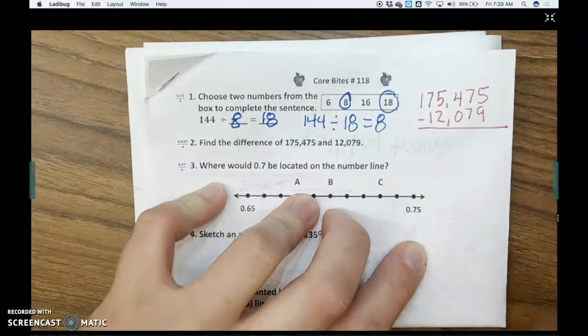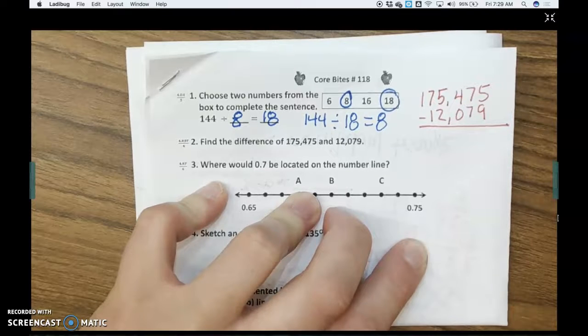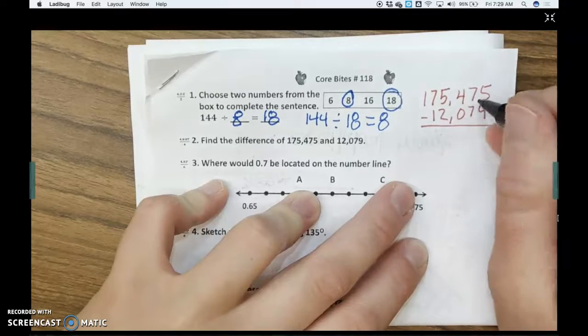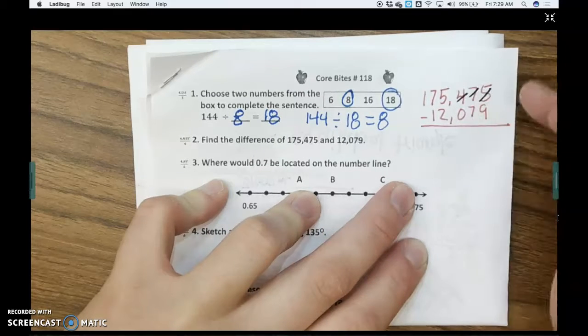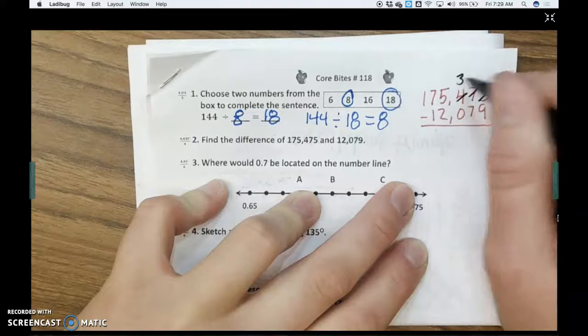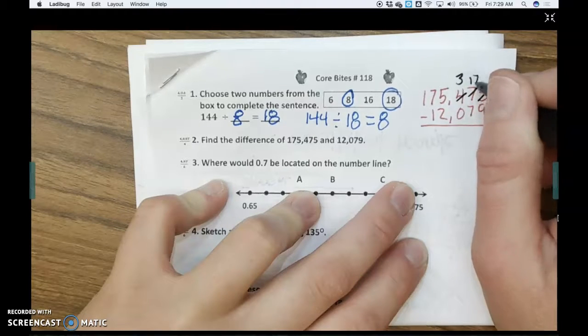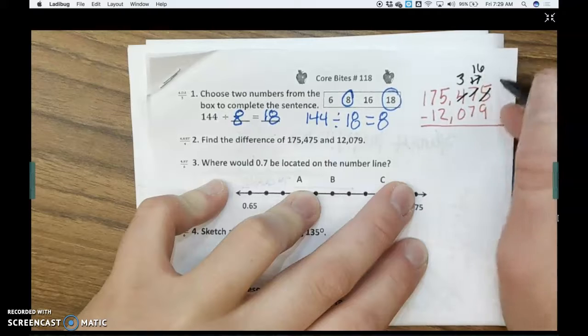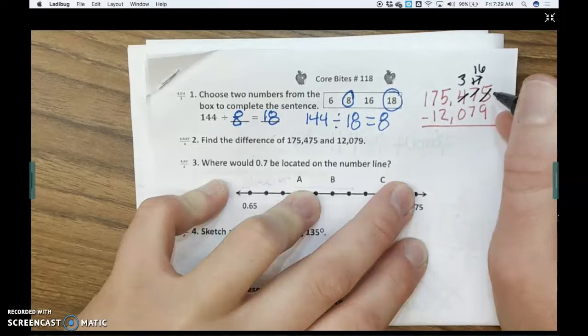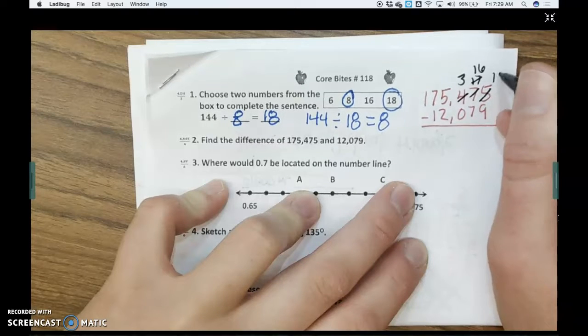So then start from the right, and you will have to regroup. So you're going to have to go all the way to the 4. That'd be a 3. That would be a 17, make it a 16. And then make that a 15.